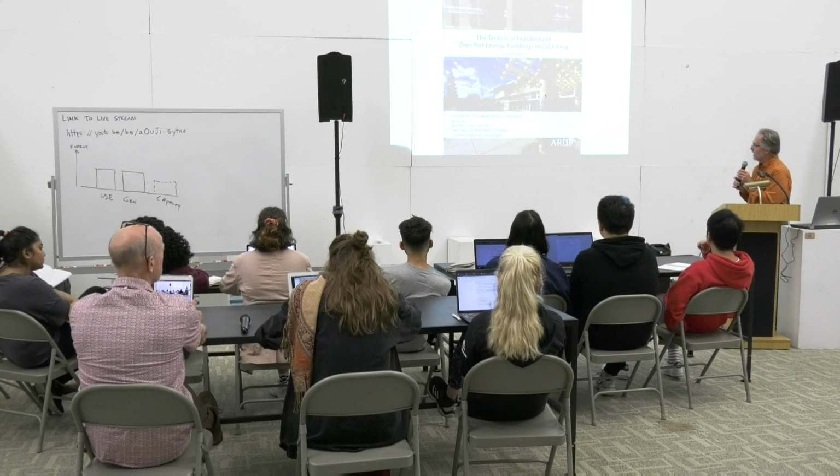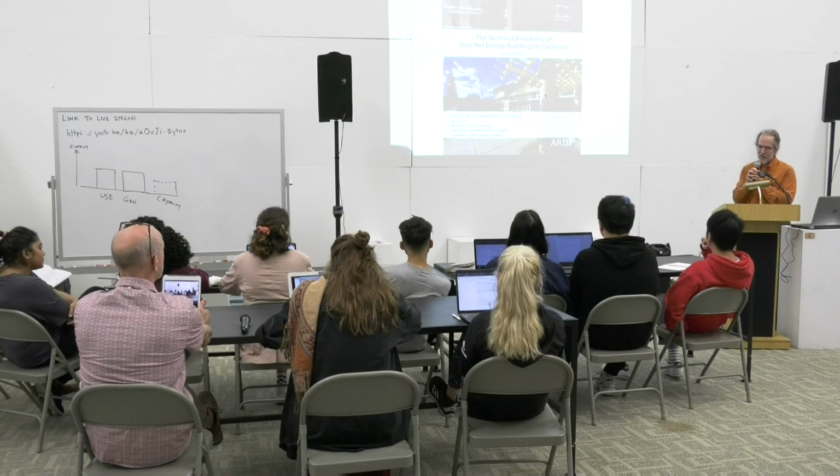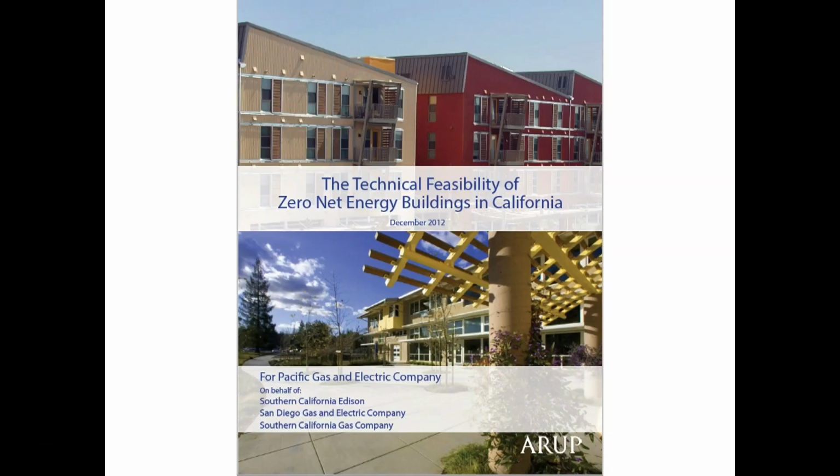They produced this for the California Utilities and for the California Public Utilities Commission. So this is from 2012. They were looking at 2020. So they were trying to estimate how can these building types get to zero net energy by the year 2020?